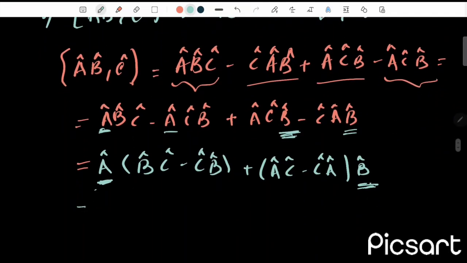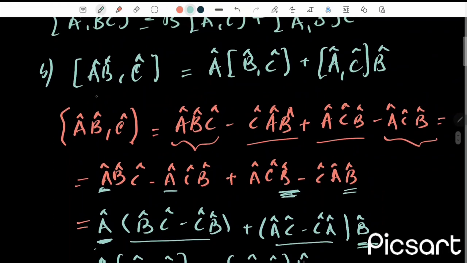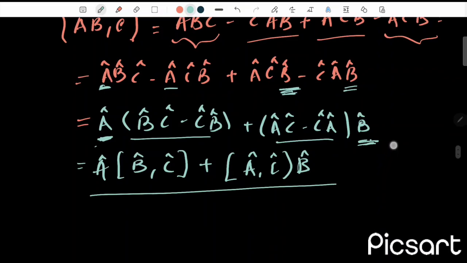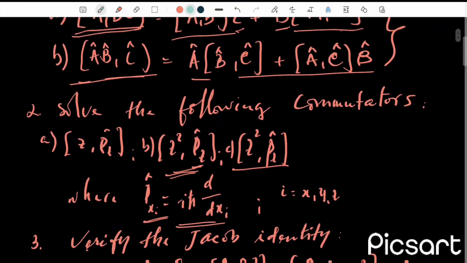Okay, and from now we have here A times the commutator of B and C, plus the commutator of A and C times B. And now we have verified that actually this commutator can be written as A times the commutator of B and C plus the commutator of A and C times B, as we have here. Okay, we go on solving the number 2 exercise.